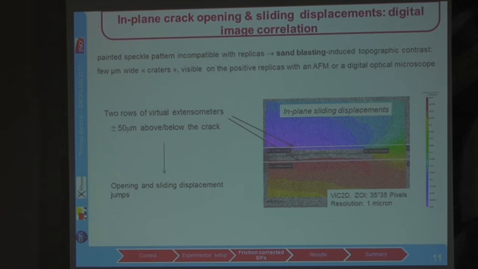And once the correlation is done, we use two rows of virtual extensometers 50 microns above and below the crack to get the opening and sliding displacement jumps. So we don't use the full field here because I'm not sure if we know the Williams development for this case, and we are not really in confined plasticity here, so I don't think we can use the full field.